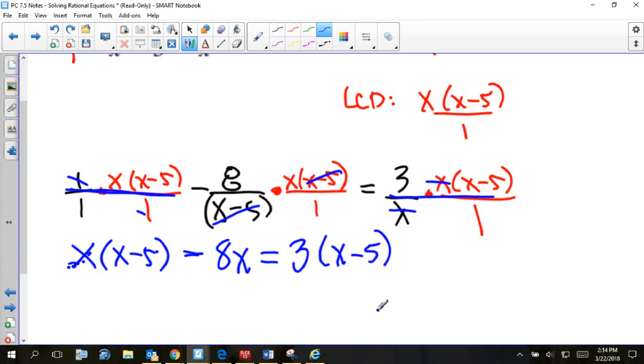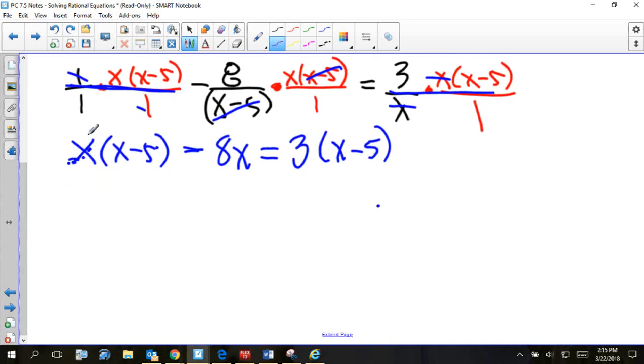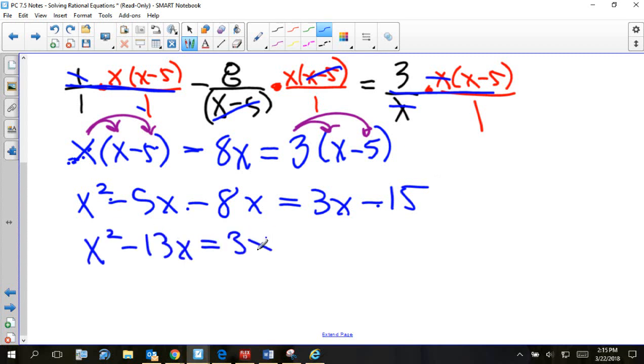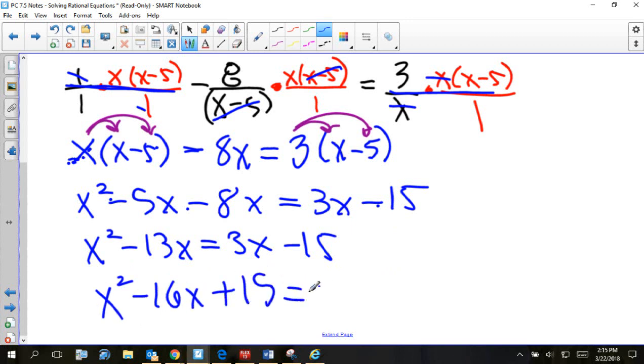How do I solve this? What do I do first? Get rid of the parentheses. You got to distribute. And then we're going to combine like terms. So I'll have x squared minus 13x equals 3x minus 15. Since I have an x squared in it, I'm going to probably be factoring. So I need to say equals 0. We'll move that stuff over. We'll have x squared minus 16x plus 15 equals 0.